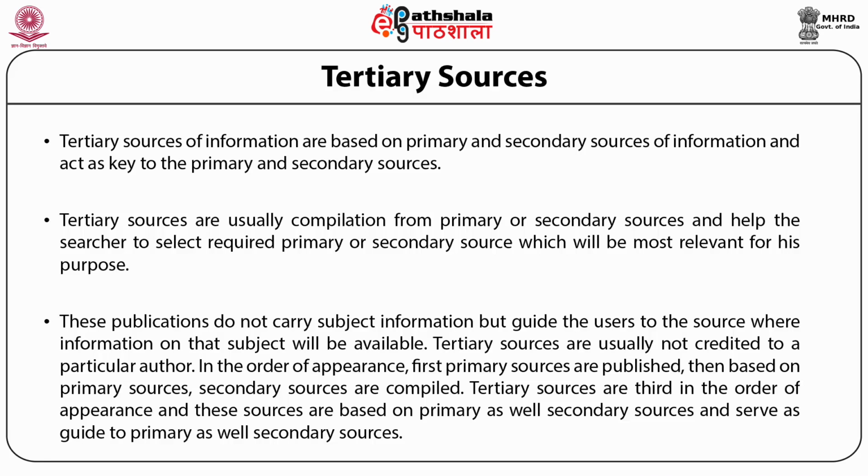In the order of appearance, first primary sources are published, then based on primary sources, secondary sources are compiled. Tertiary sources are third in the order of appearance, and these sources are based on primary as well as secondary sources and serve as a guide to primary as well as secondary sources. Tertiary sources consist of information which is a distillation and collection of primary and secondary sources. Tertiary sources provide an overview of topics by synthesizing information gathered from other sources and often provide data in a convenient form or provide information with context by which it interprets it.